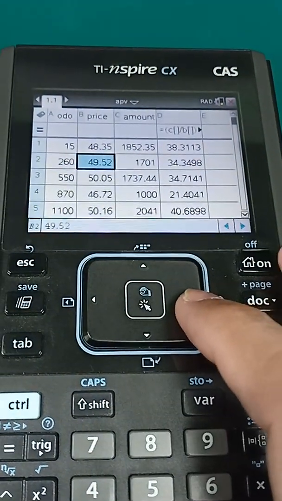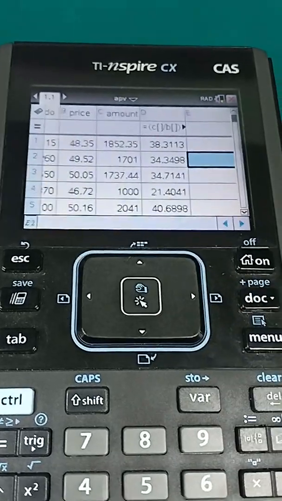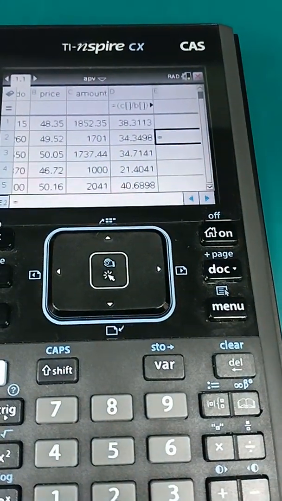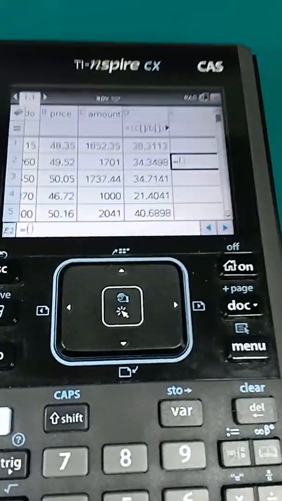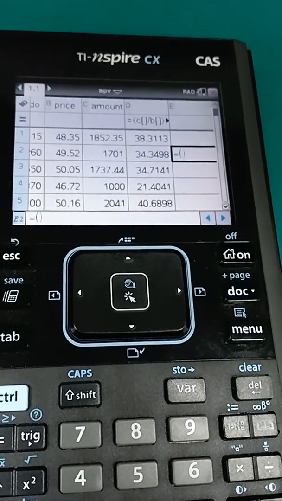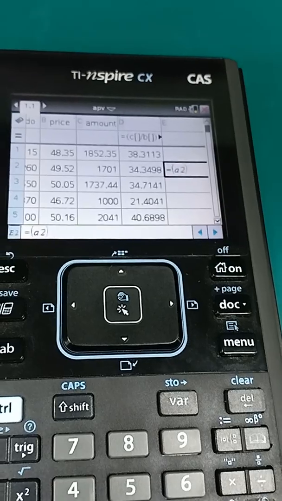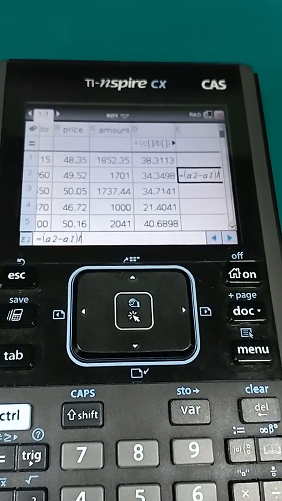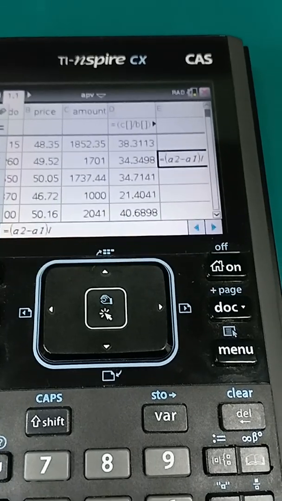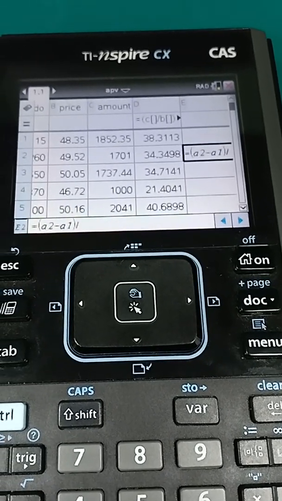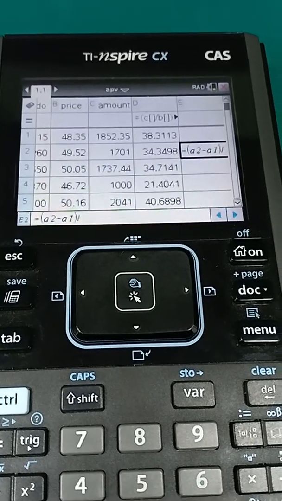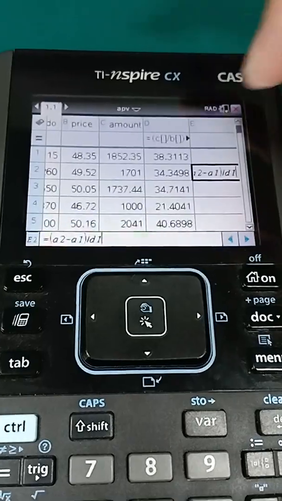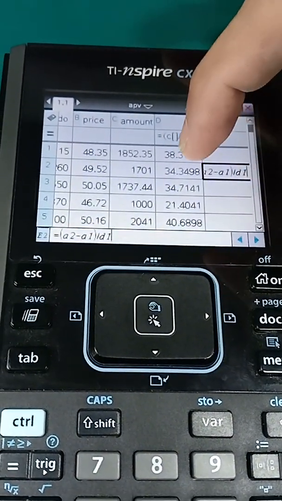So this is a trick for the TI Nspire 6 CAS, a very nice one. You start here, you press the equal sign and open parentheses. So we subtract the odometer, which is in the column A2, minus A1, that is the odometer difference, and divided by the liters of the previous gas or the previous cell. That would be D1. So this is the liters of this one.